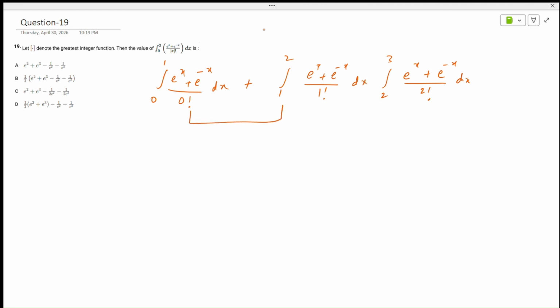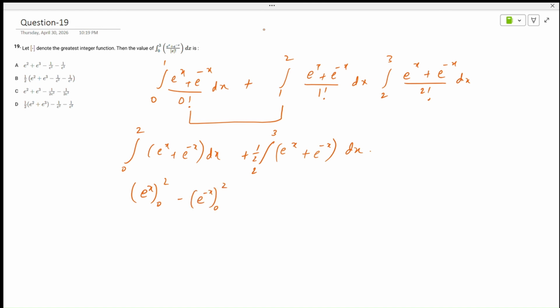Since these two are the same, we can combine them and write it as the integral from 0 to 2 of (e^x + e^-x) dx, plus the integral from 2 to 3 of (e^x + e^-x). If you take 1/2 outside, then we can write this as [e^x] from 0 to 2 minus [e^-x] from 0 to 2, plus half of [e^x] from 2 to 3 minus [e^-x] from 2 to 3.